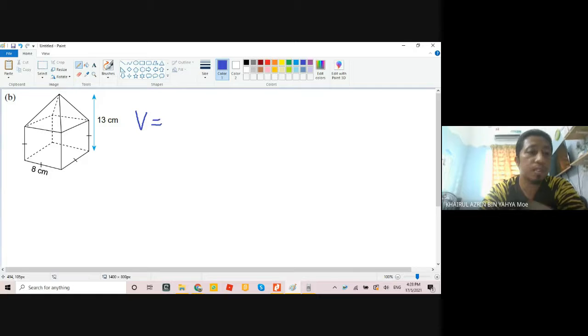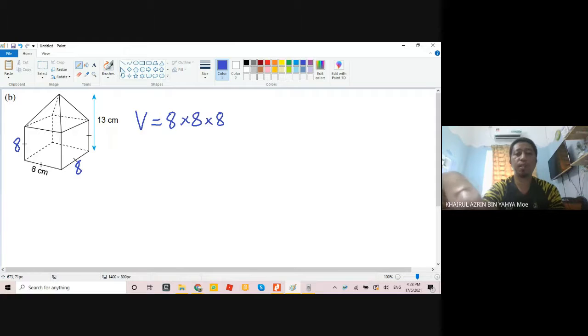Equal to, so I start with the cube because cube is easy. The formula for volume of a cube, remember this is 8, this is 8, this one also 8. So volume of a cube is 8 times 8 times 8. Okay, and then we add the volume of the pyramid.